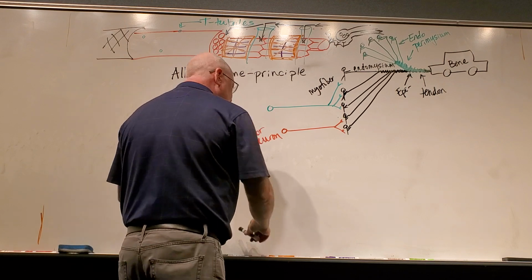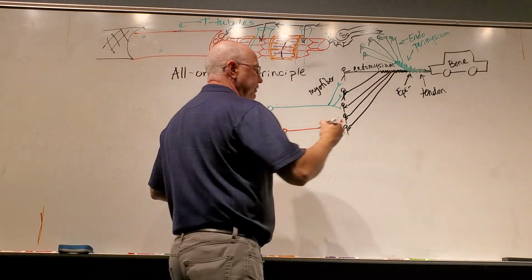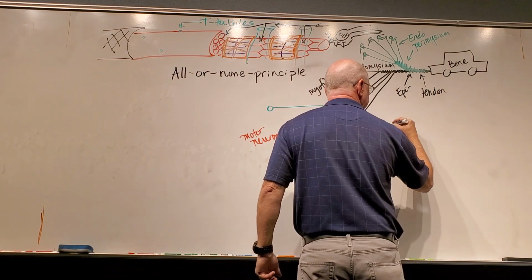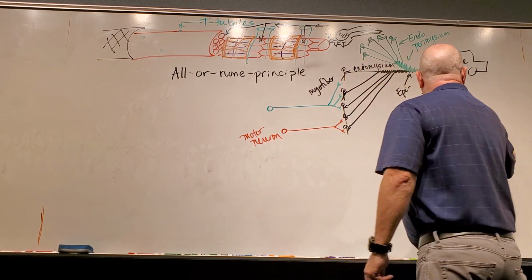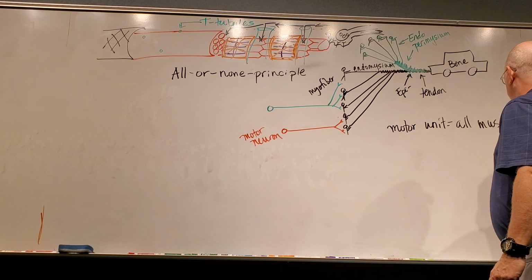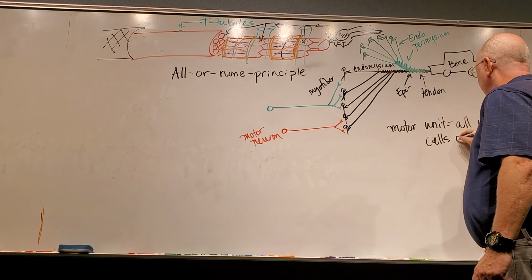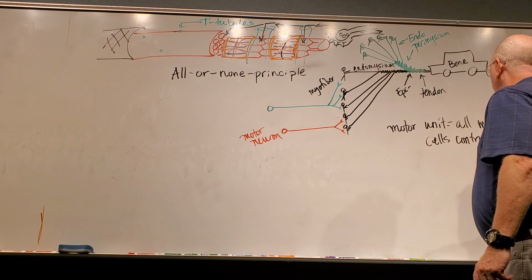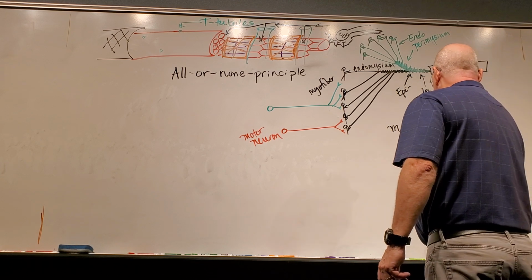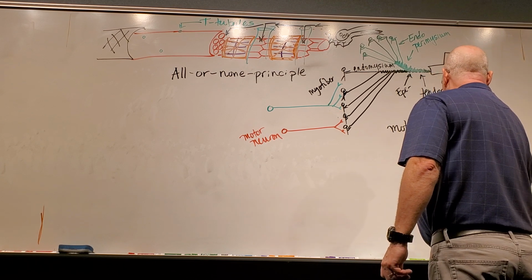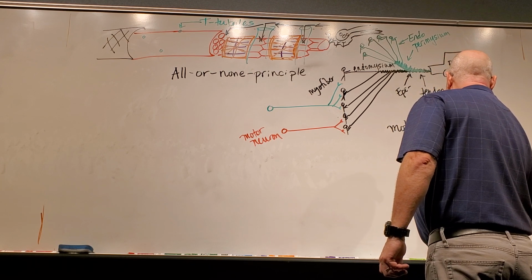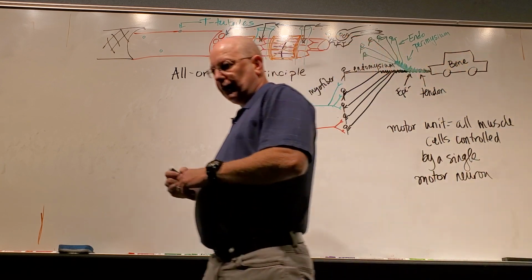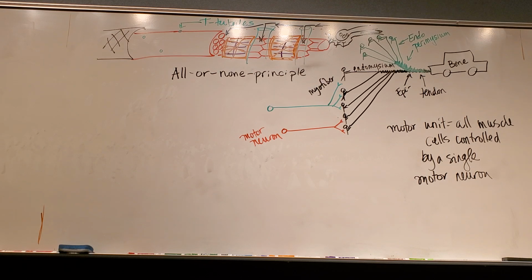So you guys need to understand the definition of a motor unit. When we talk about a motor unit, it is all the muscle cells controlled by a single motor neuron. That's all that a motor unit is.